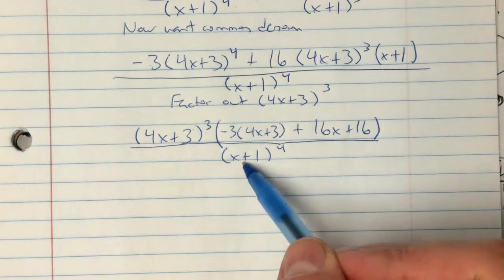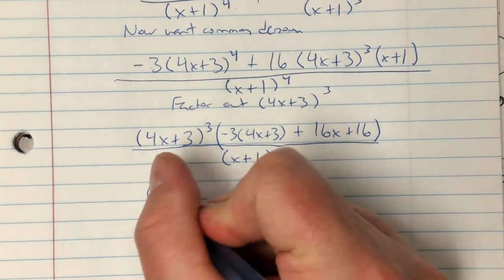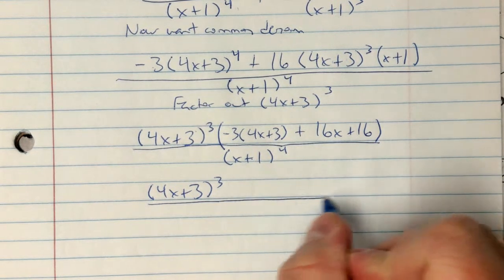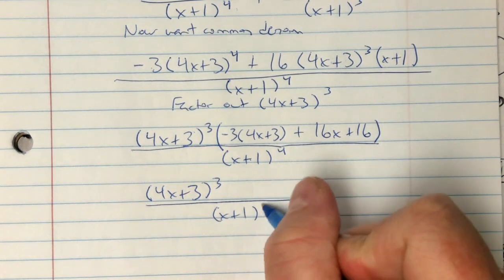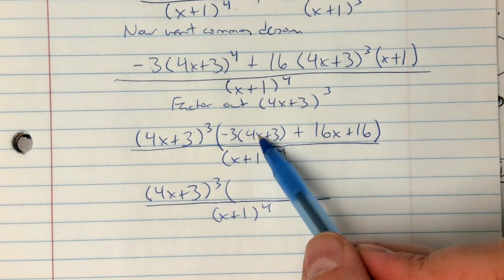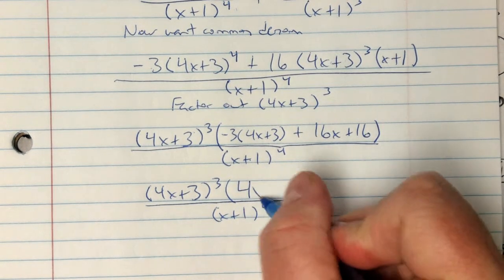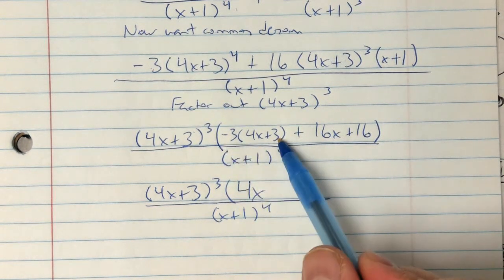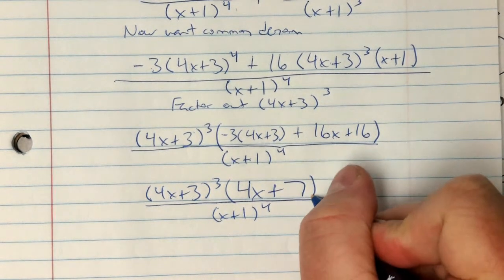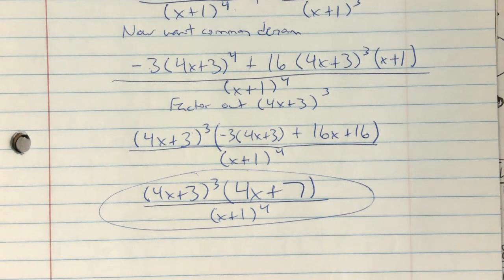Okay, now we're going to keep our top and bottom the same and then combine these. So this will be 4x plus 3 cubed. The bottom part would be x plus 1 to the 4th. And then negative 12x plus 16x is 4x. Then negative 9 plus 16 is 7. So that's our simplest answer.